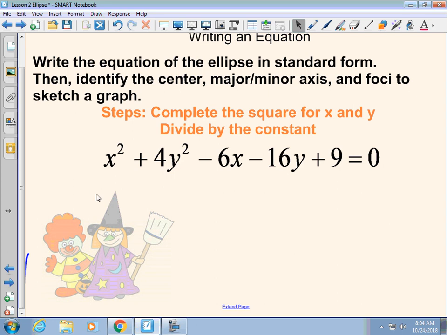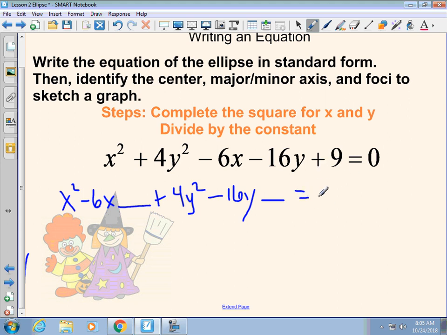Okay, so I'm going to move my x squared with my 6x. And then I know that I'm completing the square, so I'm going to keep a space. Then I'm going to move my y's together, so I have plus 4y squared minus 16y. I'm going to leave the space because, again, completing the square. And I'm moving my 9 to the other side, so when I move it to the other side, it becomes negative. The biggest thing that happens is sometimes when we move this piece to the other side, we keep the sign the same. Remember, you have to switch the sign.